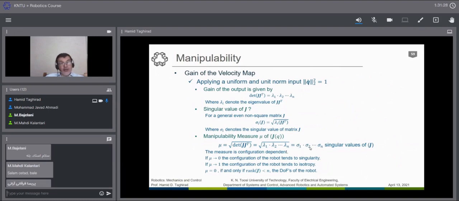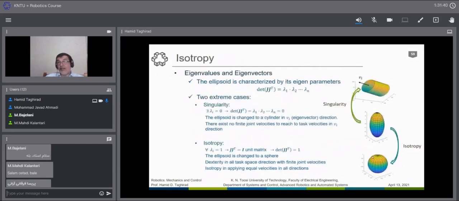If they are normalized, then the highest value is equal to 1, which we call the isotropy. So in terms of the ellipsoid, you can visualize it. If we have a sphere, it means that we can move in any direction that we would like to move. That means that it is a very good configuration. We call it an isotropy configuration. But note that optimal or being good or bad is a qualitative issue.